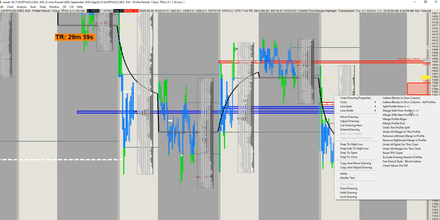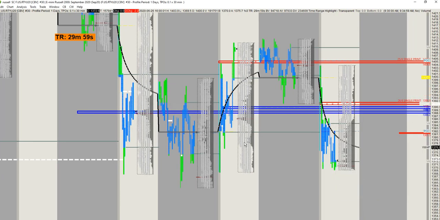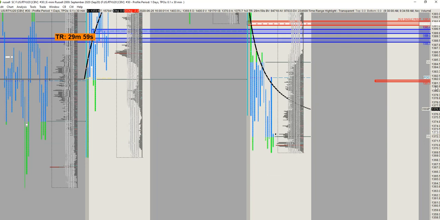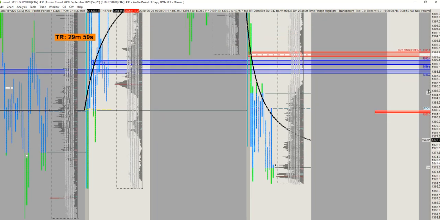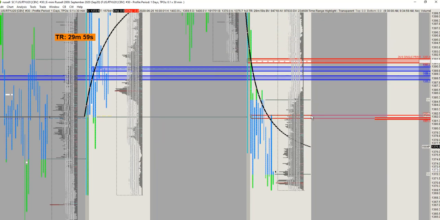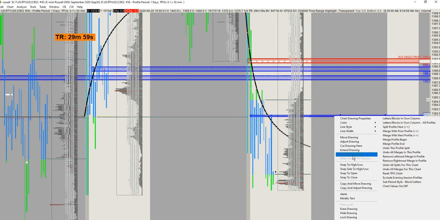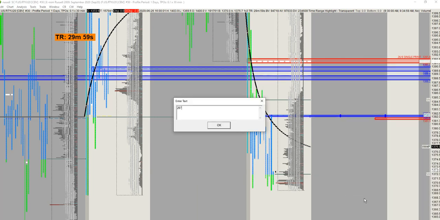Alright, so let's just erase that. Coming to the 26th, I want to make sure that this prominent TPOC is mentioned here. Alright, so this is our TPOC from the 26th. Oops, 26th TPOC.